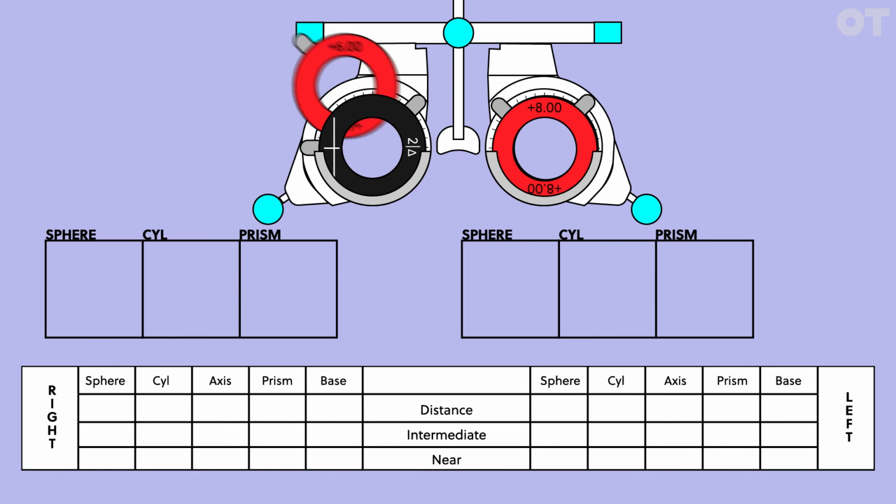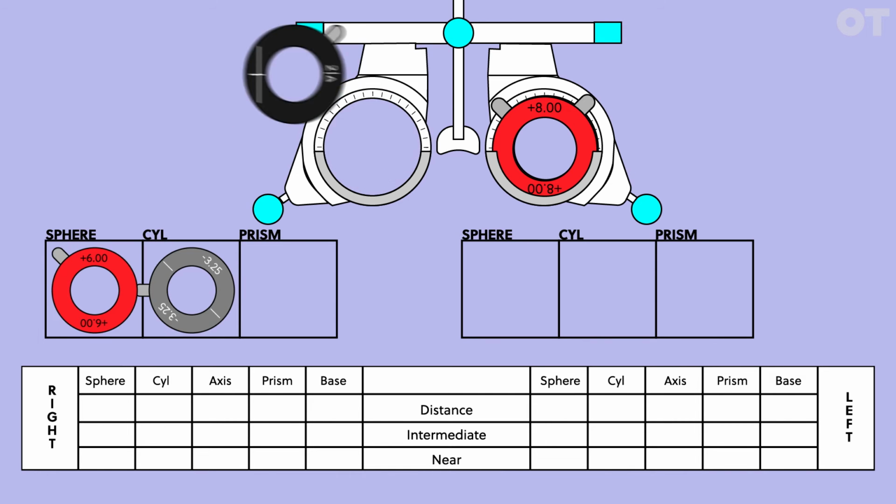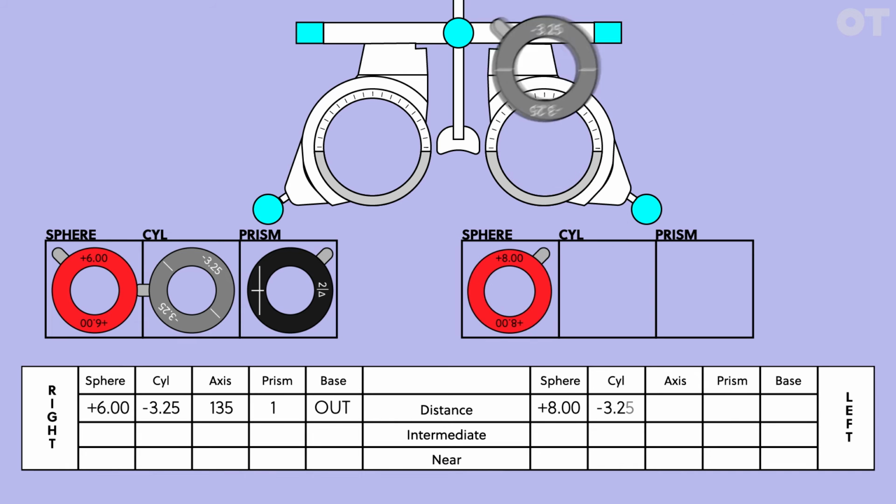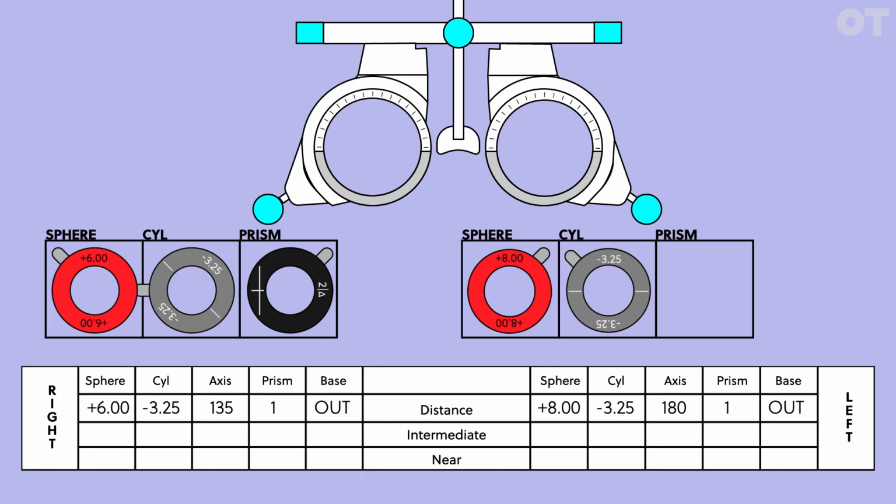Example 2. Here we have a patient with a 2-base out prism. The sphere is over plus 5 diopters, so you must include the vertex distance. For the prescription, we're going to split the prism between the two eyes, so plus 6 with a minus 3 cyl at 135 and 1 base out. Plus 8 with a minus 3.25 cyl at 180 and 1 base out. The vertex distance is 12.